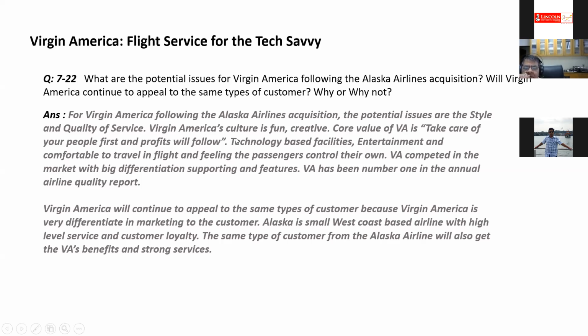America culture is a little bit different from the other airlines. Their culture is fun and creative, and their core value, as Richard Branson said, is take care of your people first, then profit will follow. That's the core value. So they use some technology in the airline for facility, entertainment, and comfort to travel and fly. So the passengers feel they can control themselves.